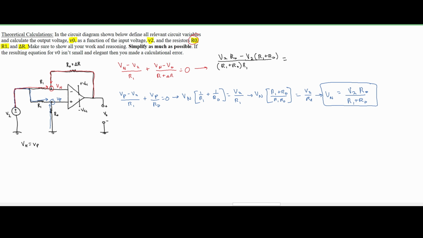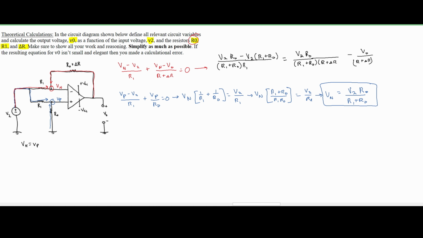So inside of here, we are going to have the V2 R0 over our R1 plus our R0. And then this is going to be over the R plus delta R, but what we can do is we could just put it in here, so R plus delta R. And so that's that. Then we have, like earlier, minus V0 divided by the denominator R plus delta R. And then inside of here, we are going to have just this, actually. So this is just going to be this part right here.